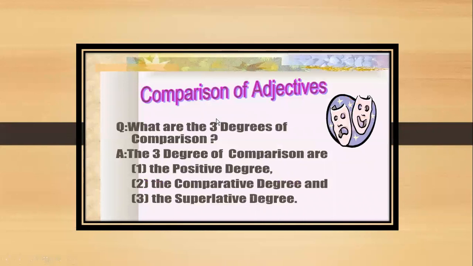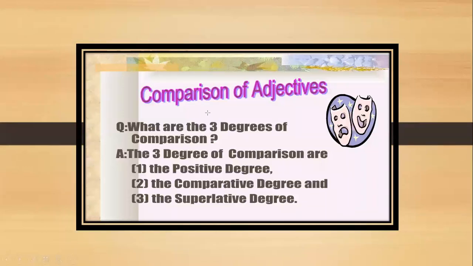Now, this is the last topic for the day. This is the comparison of adjectives we will be doing. There are three degrees of comparison. Number 1, the positive degree. Number 2, the comparative degree. Number 3, the superlative degree.